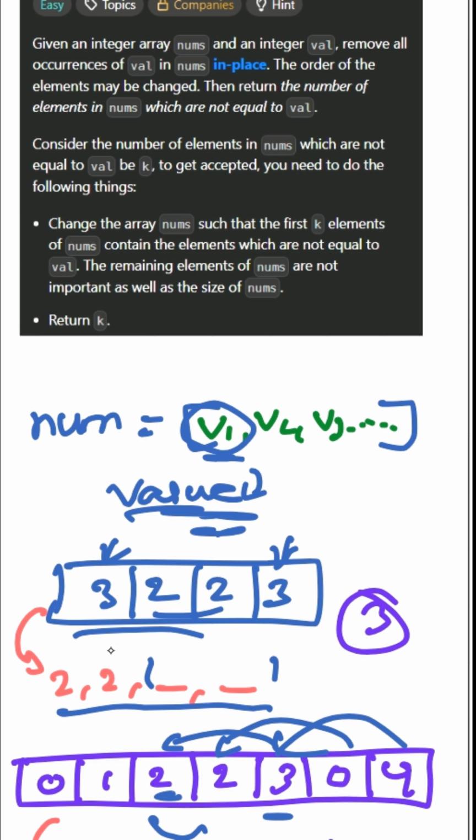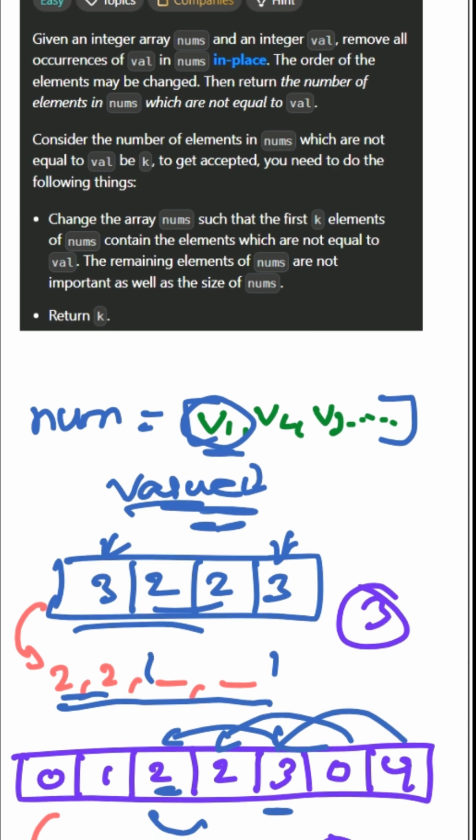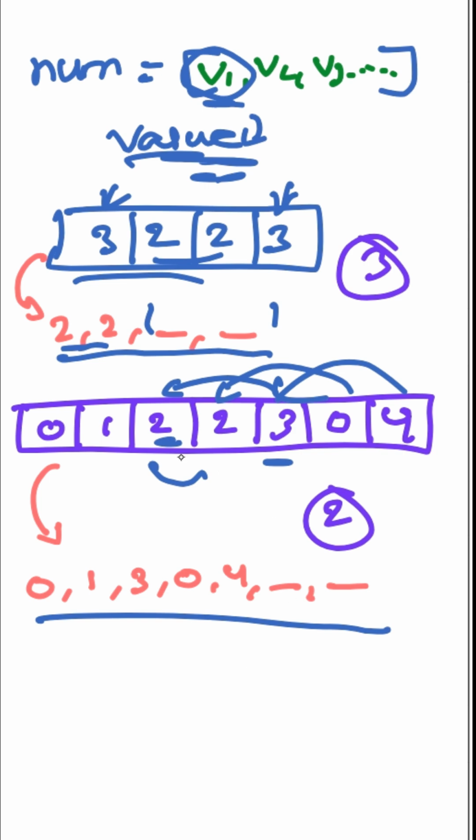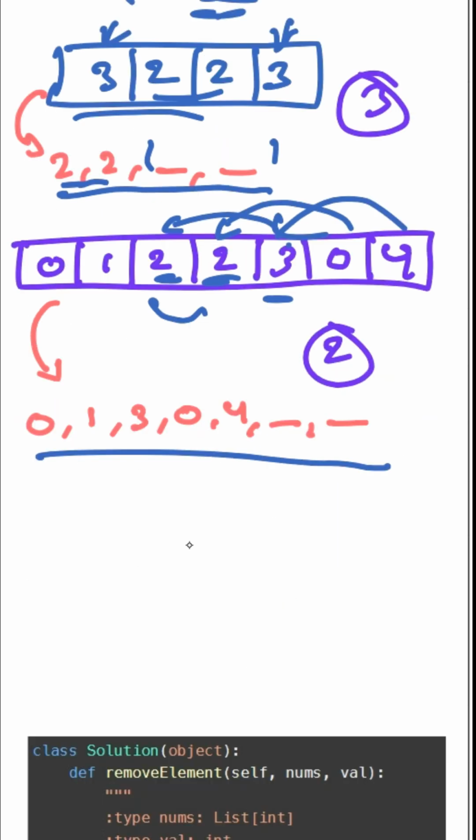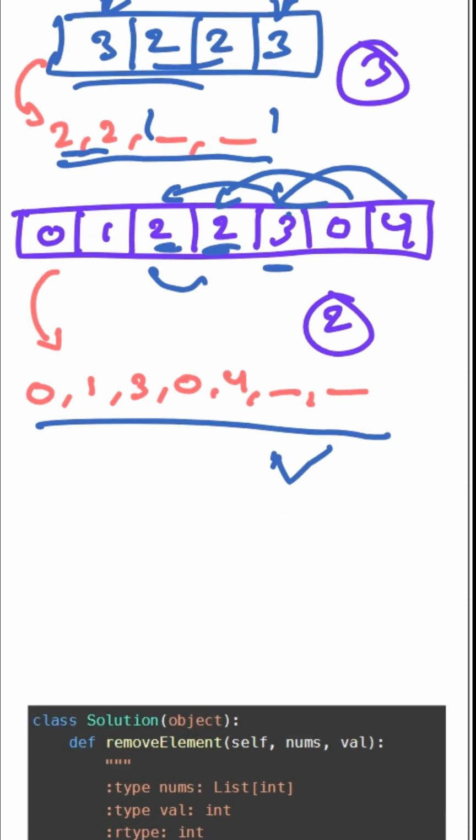These will move forward at the beginning of the list, and after these numbers they don't care about what we give, they don't care. This is another example, and the final array should be like this.